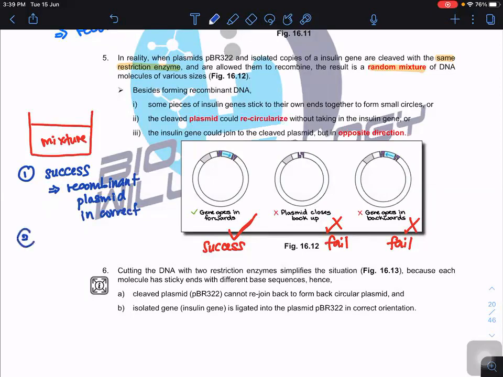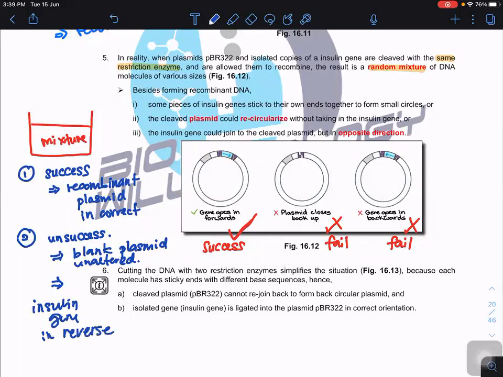Number two is the unsuccessful one. The unsuccessful one in this case includes the blank plasmid, or unaltered plasmid, meaning this plasmid doesn't have the insulin gene, or they have the insulin gene but in reverse orientation. Again, we don't want this either. But at this moment, in this mixture, what can we do? We don't want to do anything yet.